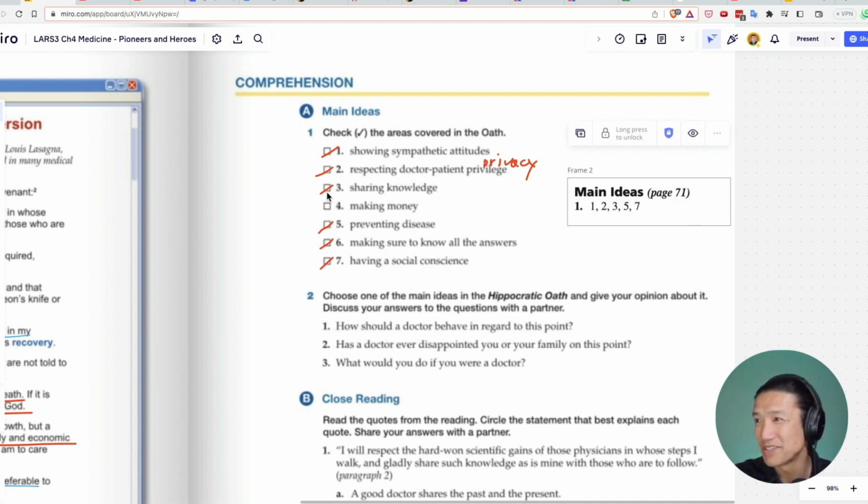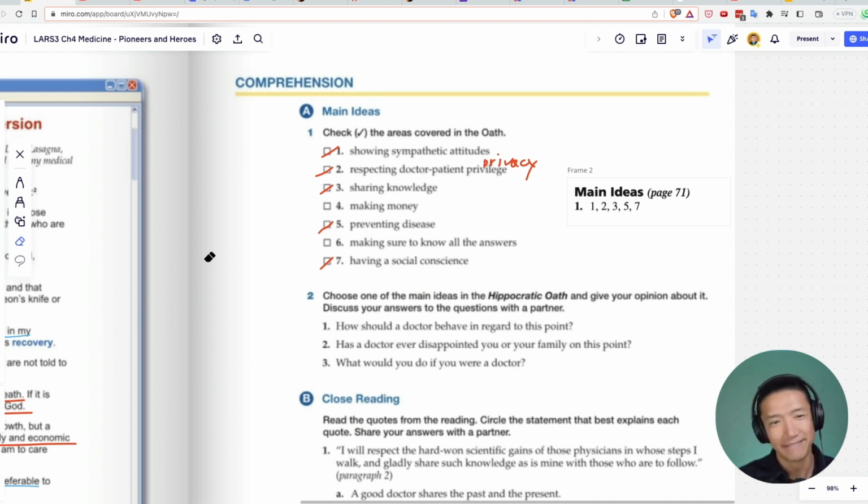1, 2, 3. No, 4. 5. Oh, sorry. Yeah, you don't have to know the answers. I made a mistake. It's me. Yeah, duh. Right? Hippocratic Oath. You guys should know this stuff. That's important.